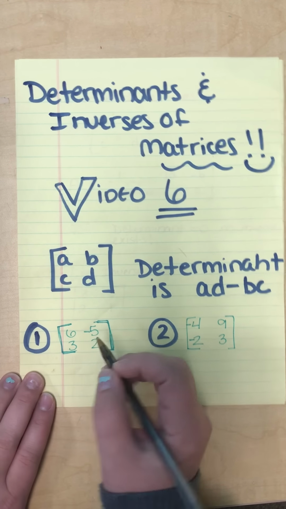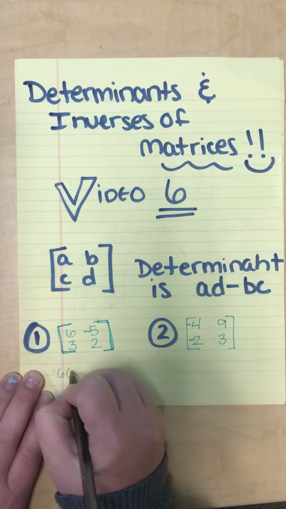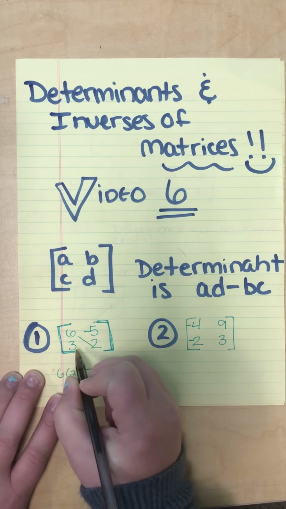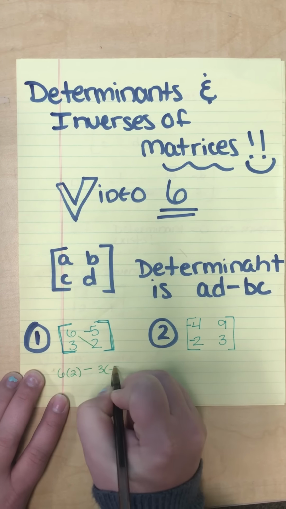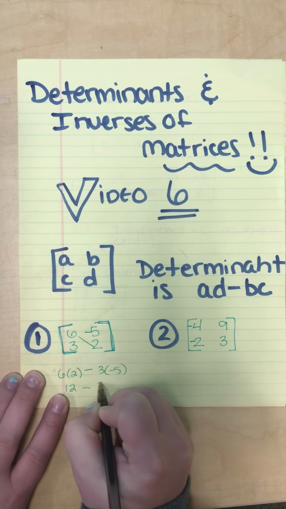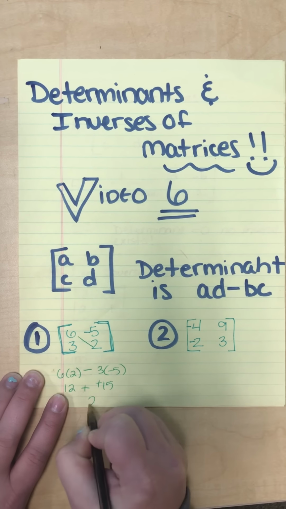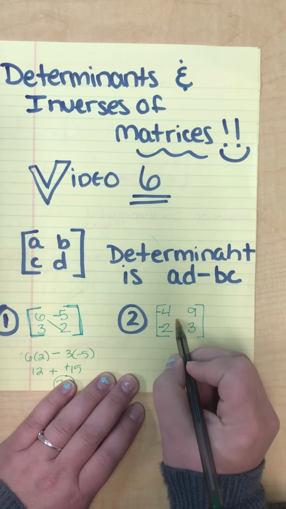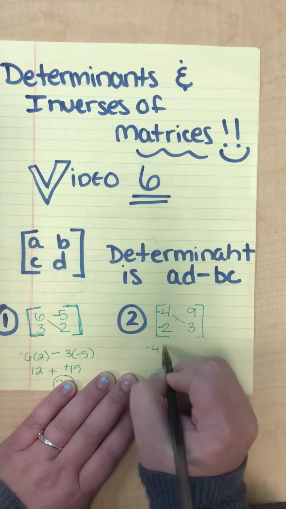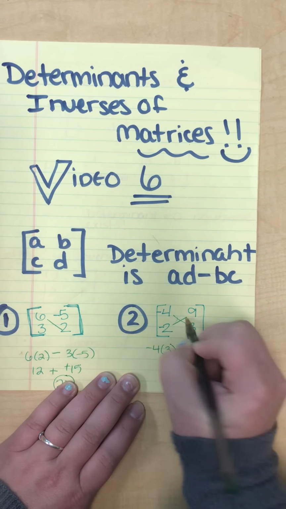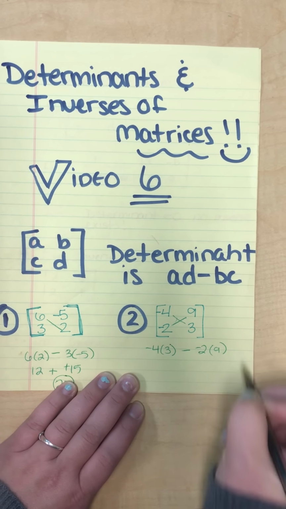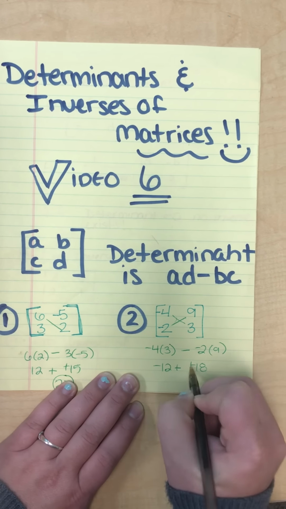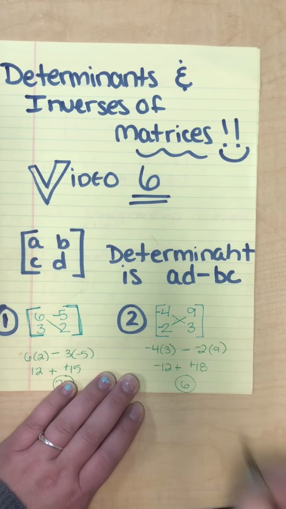So if we look at number 1 here, we're going to take 6 times 2. So we're going to go this way first, and we're going to subtract 3 times negative 5. So 12 minus negative 15, so 27. Okay, so number 2, we're going to take negative 4 times 3. We're going to subtract negative 2 times 9. So negative 12 minus negative 18, which gives me 6.